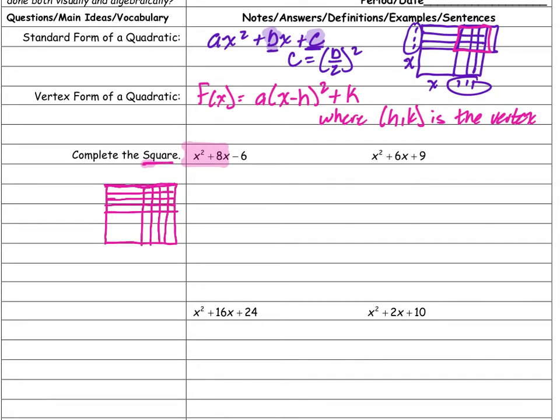So then what I have is a picture of x, 1, 2, 3, 4, and x, 1, 2, 3, 4. Is that okay? Is everyone okay with that? I'm just going to stop there. Do you have any questions about how I got the picture of x squared plus 8x? Anybody? Or is it okay?